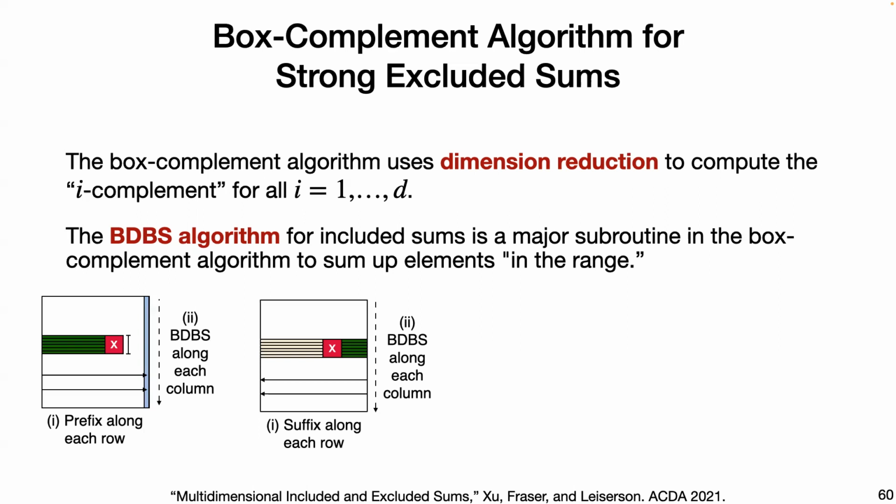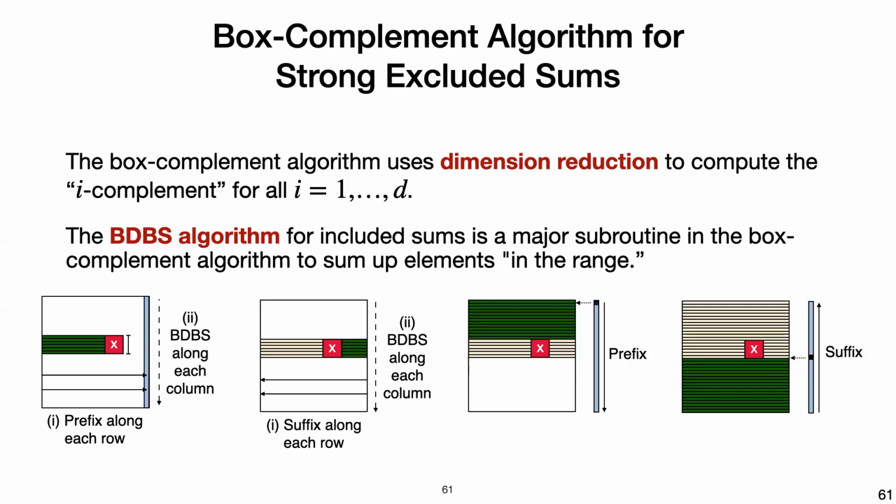And if you want to compute this region, then you do suffix sums horizontally, and you do the vertical prefix. And then you want to compute the other side. So you already have solved the prefix and the suffix on that side, so you can just use the same result. You just do prefix and suffix on that side. And that will give you this region and that region.